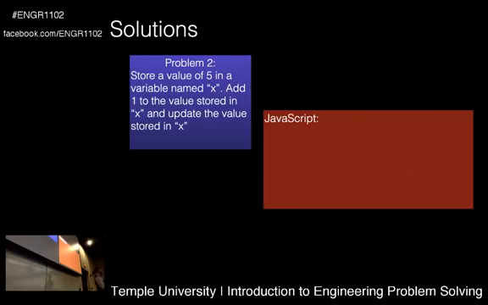Yeah, wait, I saw a hand over here first. I'm sorry, I didn't mean to. Nope. Okay, over here. Yeah, go ahead.